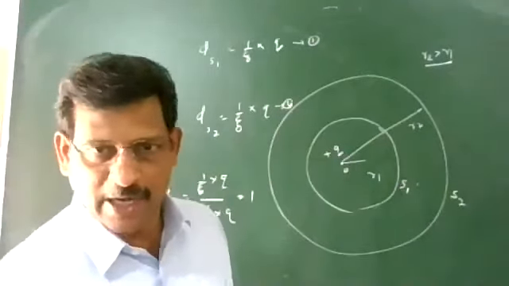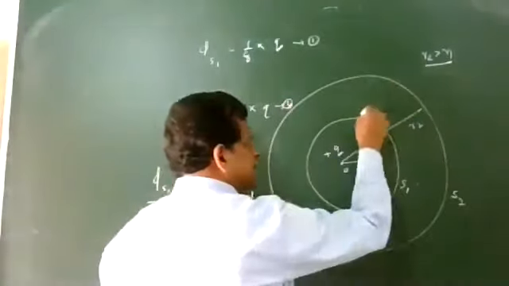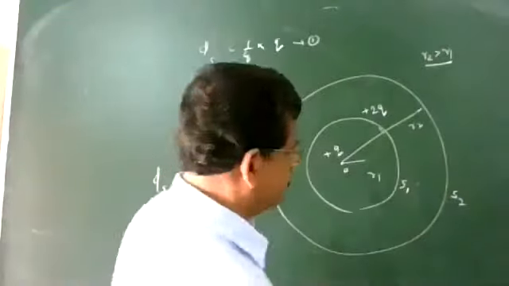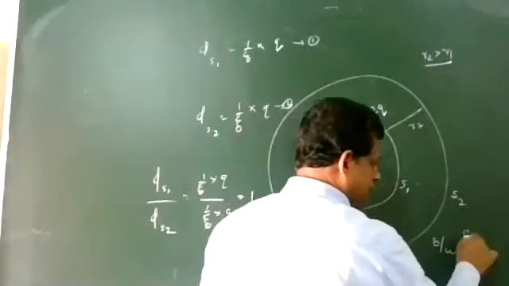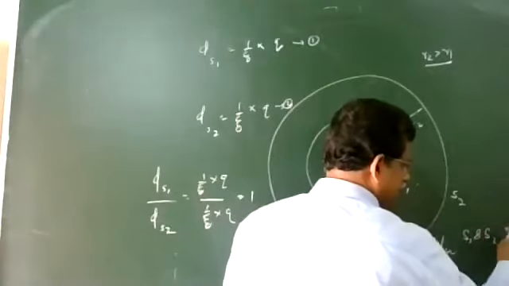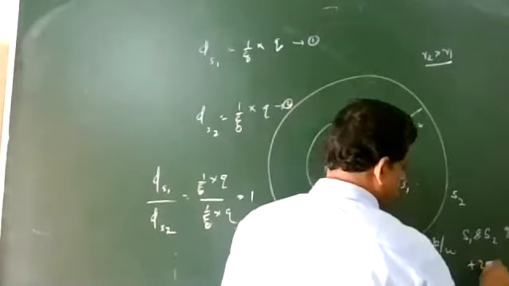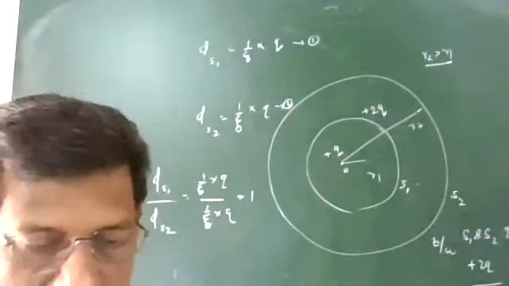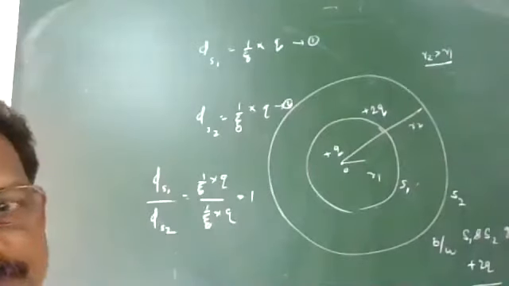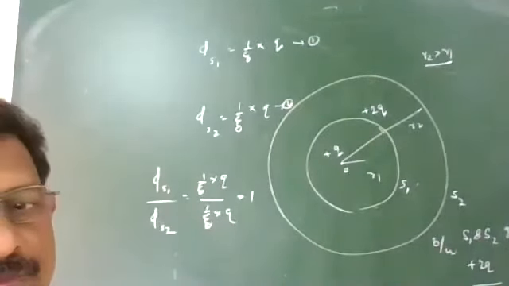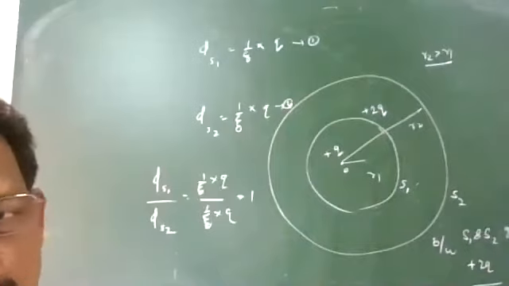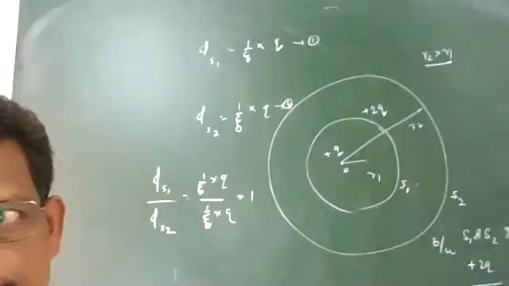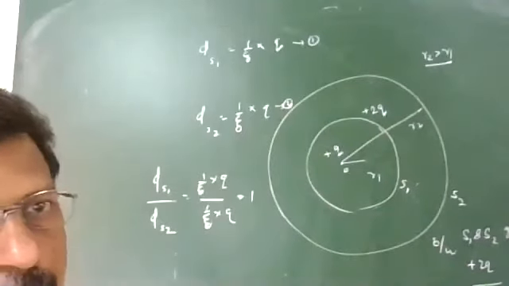Next, suppose I add a plus charge placed between S1 and S2. In the gap between S1 and S2, we are placing a plus 2Q charge. Now find the ratio of the flux through these two surfaces, which you can calculate. What is the flux through S1? What is the flux through S2? Then find the value. Do it in the copy, all of it.